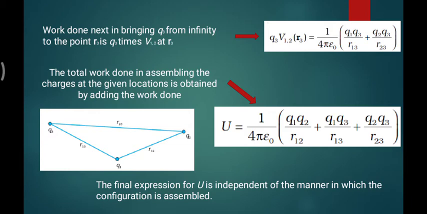So the potential energy of the system of three charges will be 1 upon 4 pi epsilon 0, q1 q2 over r12 plus q1 q3 over r13. I can explain to you. See, q1 q3 is there, q2 q3 is there, and U is equal to 0 plus, I will show you.